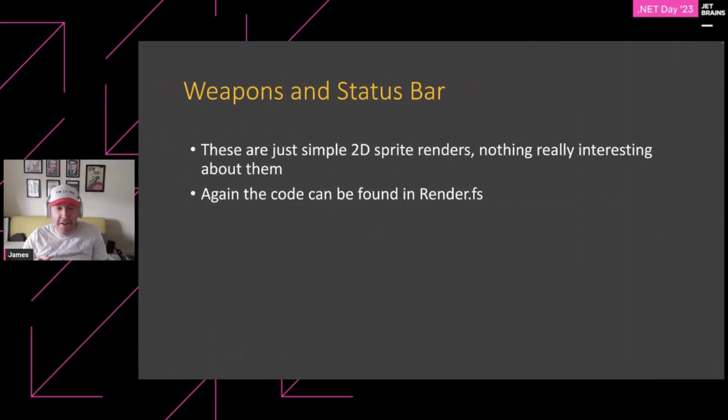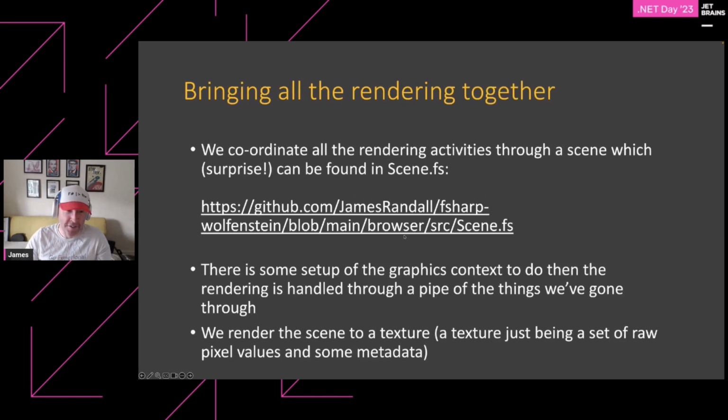Weapons in the status bar, they're pretty simple. They're just 2D renders. And again, the code for that you can find in render.fs, but it's just 2D renders. There's no fonts as we would think of fonts today. It's not like a TTF font or an open font or something. They're 2D sprites again. So to draw the numbers, the score, you just pick the right sprites for the number and draw them.